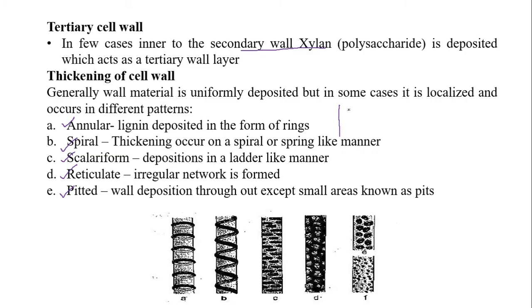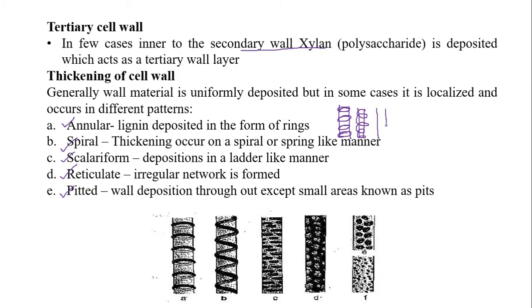Now, this diagram represents annular thickening. In the xylem tissue, the vessels show a secondary wall deposition which is like this. The wall material gets deposited like this. Instead of being laid down completely as a uniform layer, it forms rings on the wall. Such deposition is called annular deposition. In some cells, the wall layer is deposited in the form of a spring. Instead of being deposited completely, it forms a spiral arrangement. This is a spiral thickening.